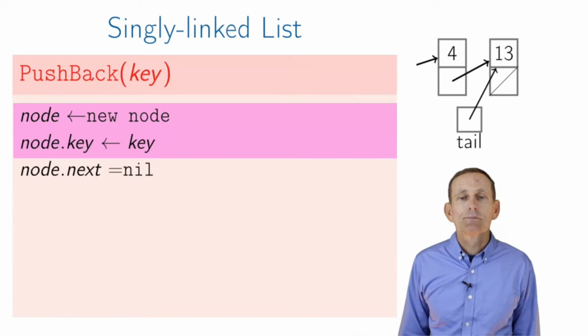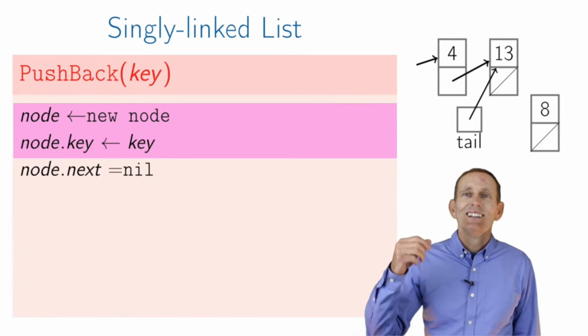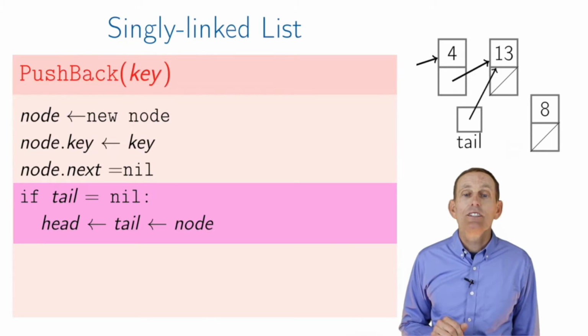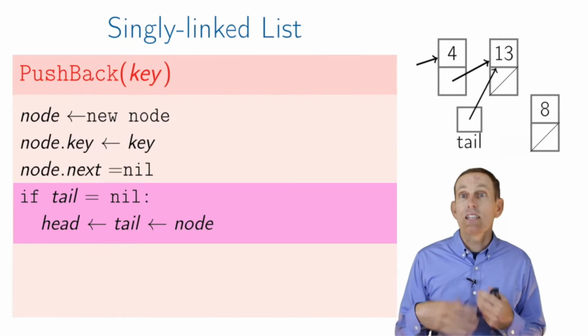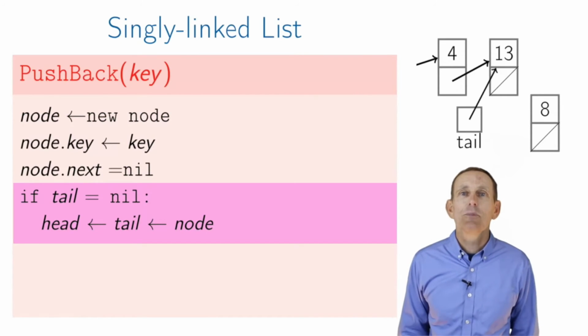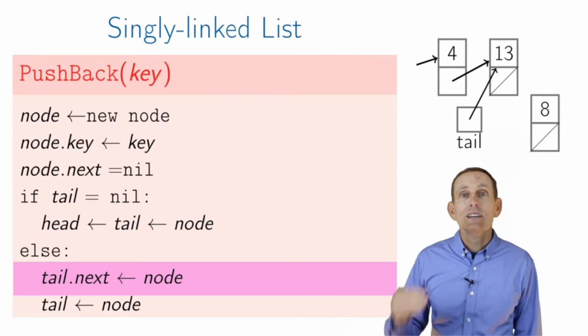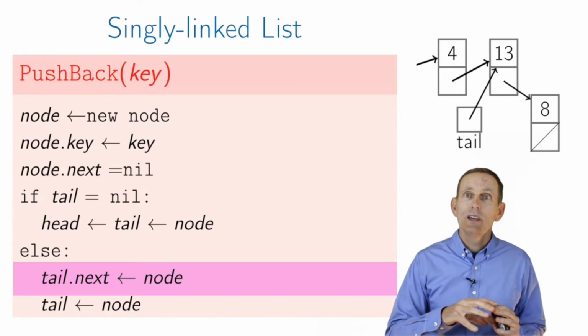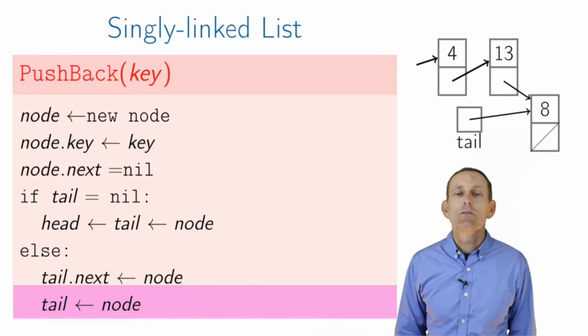Pushing in the back, allocate a new node, set its key, set its next pointer, and then check the current tail. If the current tail is nil, again, it's an empty list, so update the head and the tail to point to that new node. Otherwise, update the old tail's next to point to our new node, and then update the tail to point to that new node.